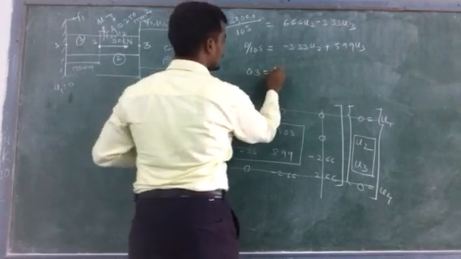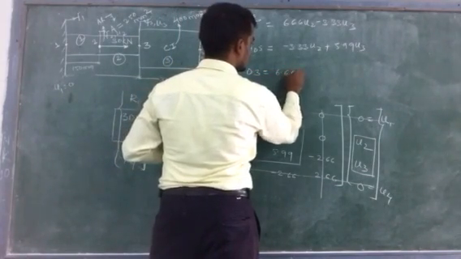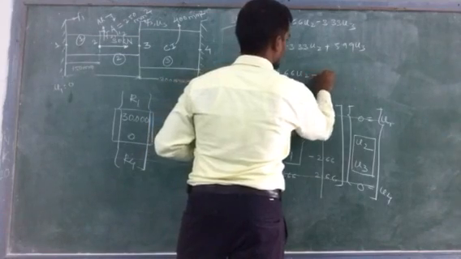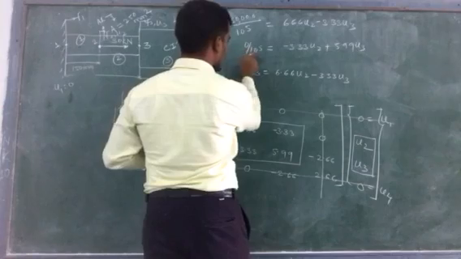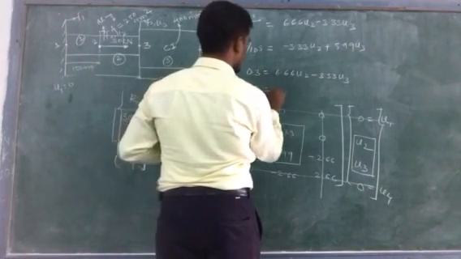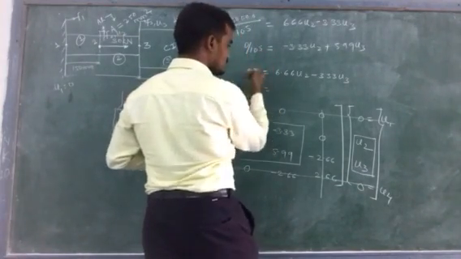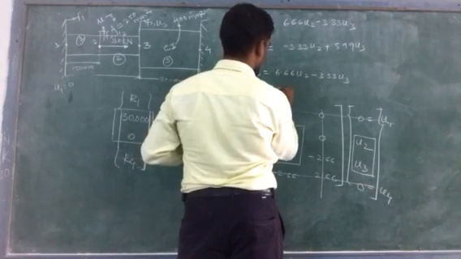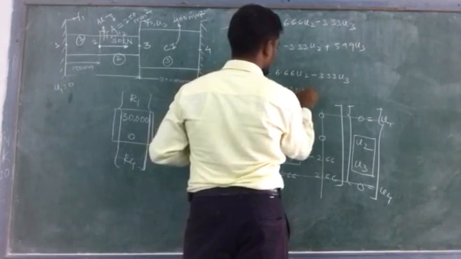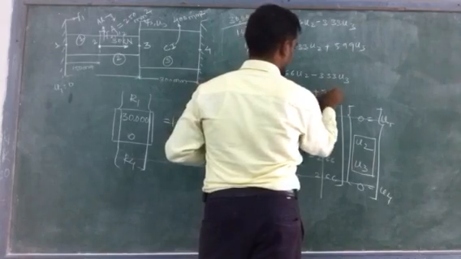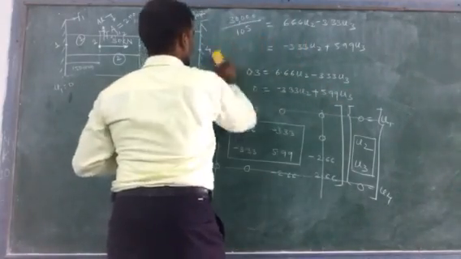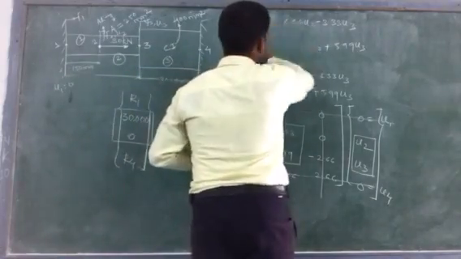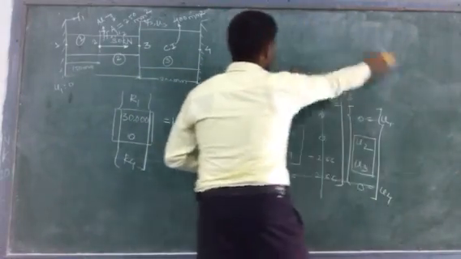0.3 is equal to 6.66 times u2 minus 3.33 times u3. And then next, 0 by 10 raised to power 5 is 0, because 0 by 10 is equal to 0, and that is equal to minus 3.33 times u2 plus 5.99 u2.